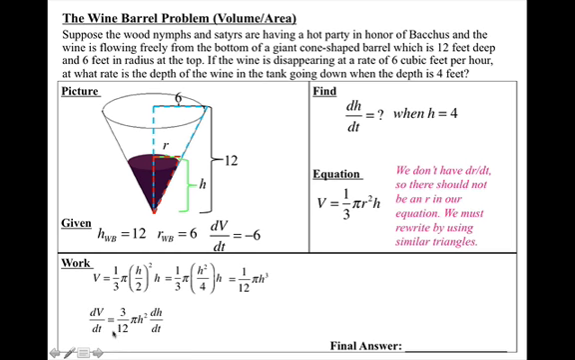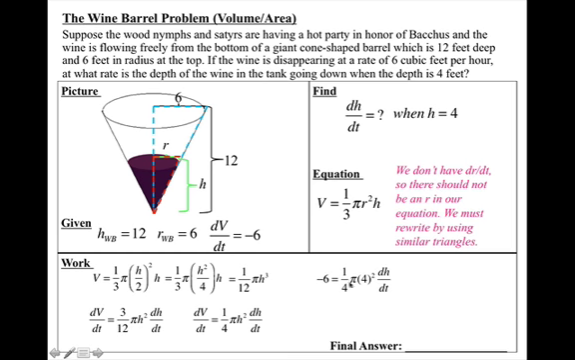So my equation that I get after I differentiate is dV dt equals 3/12, because the 3 multiplies the 1/12, times pi h squared dH dt. I'm going to do some simplifying first so that I get the following. And I have dV dt, which is -6. I have h, which is 4. And I am looking for dH dt. So that's what I'm going to have to solve for.